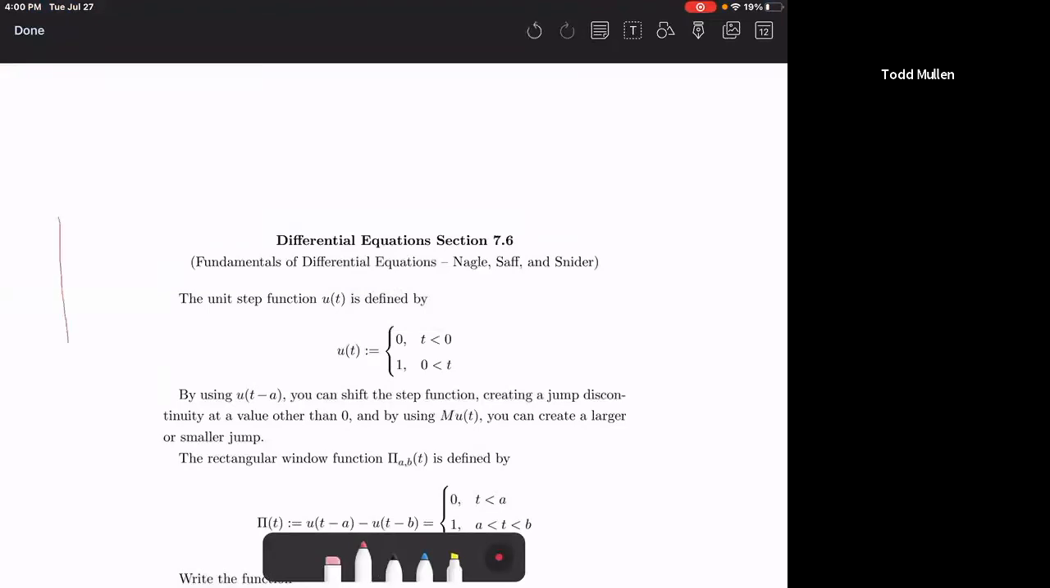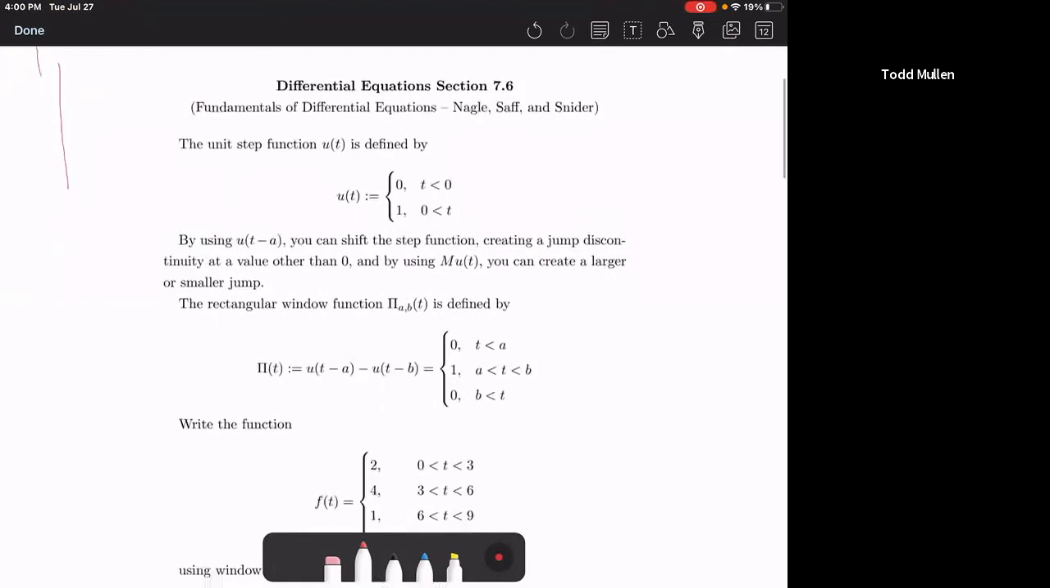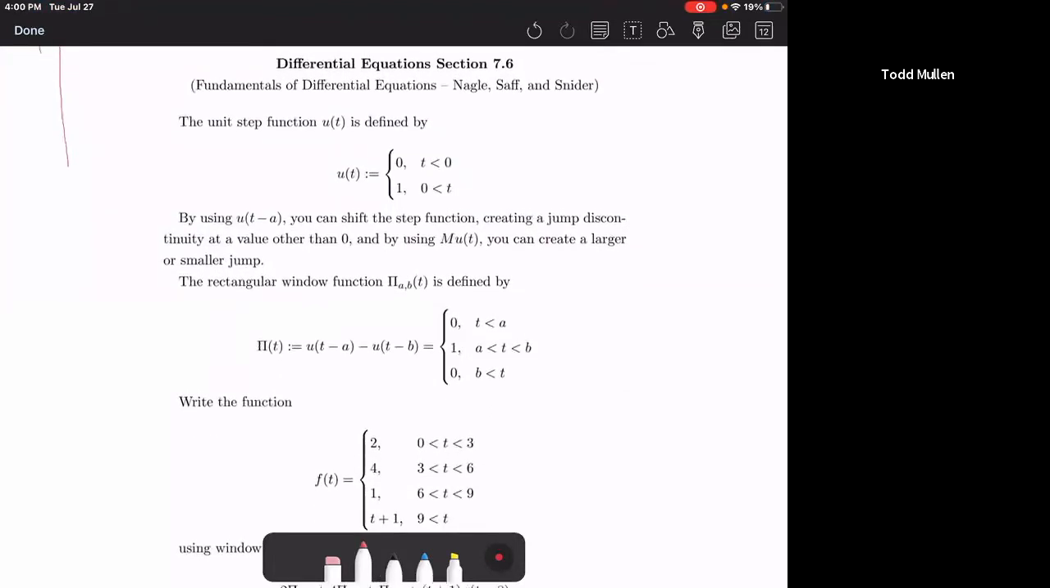This video is on piecewise functions. The unit step function, u of t, is defined by u of t equals 0 when t is less than 0, and 1 when 0 is less than t. So it just looks like this. For t less than 0, it's just equal to 0. And when t is greater than 0, it's equal to 1.